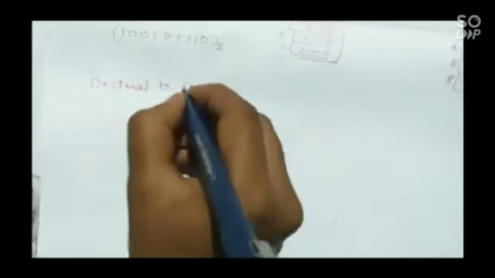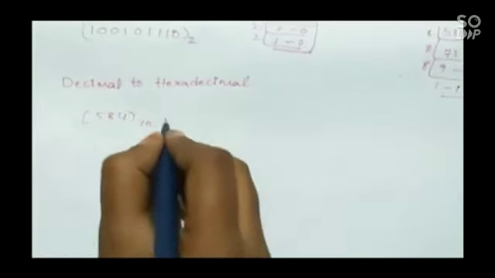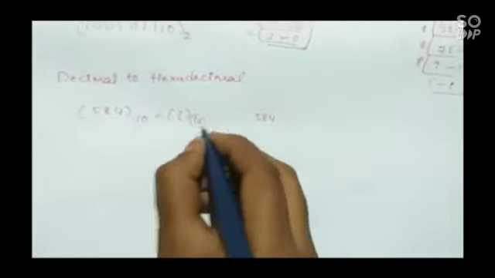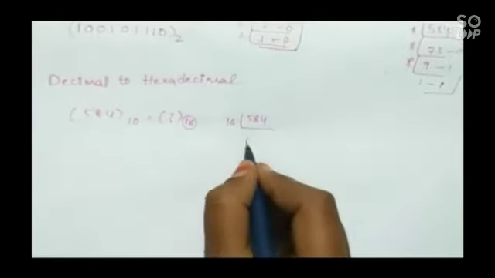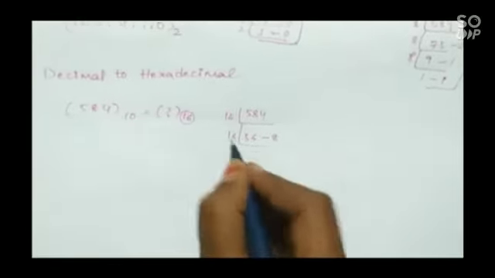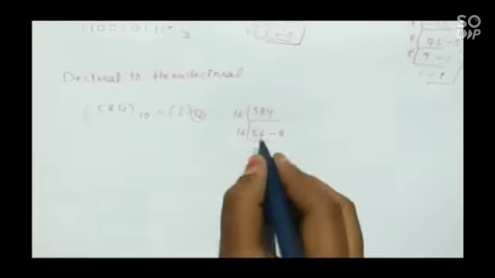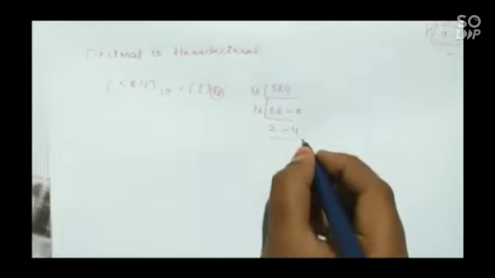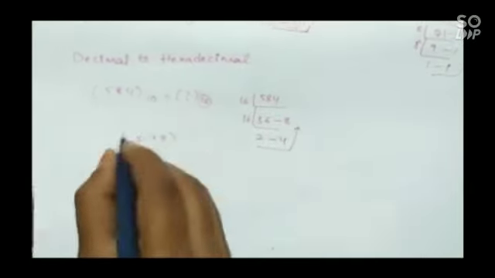This is the octal, and then decimal to hexadecimal. Let us take one example. 584 base 10 to 16. Okay, 584. We will divide with this base 16. We have 16 twos and carry 4. And now we will take it like this, 248 base 16.